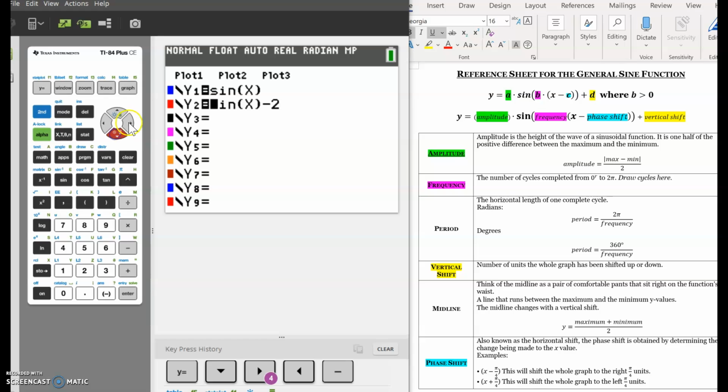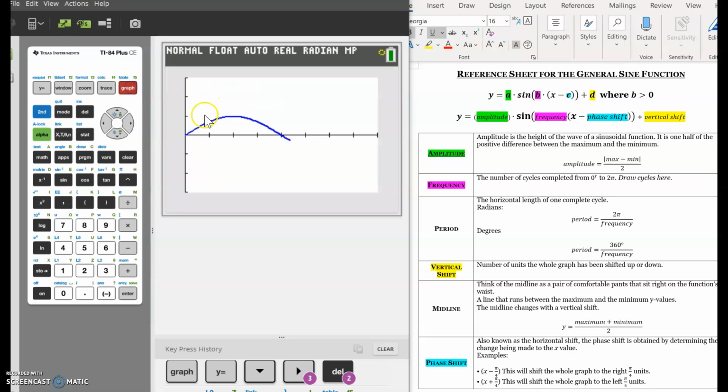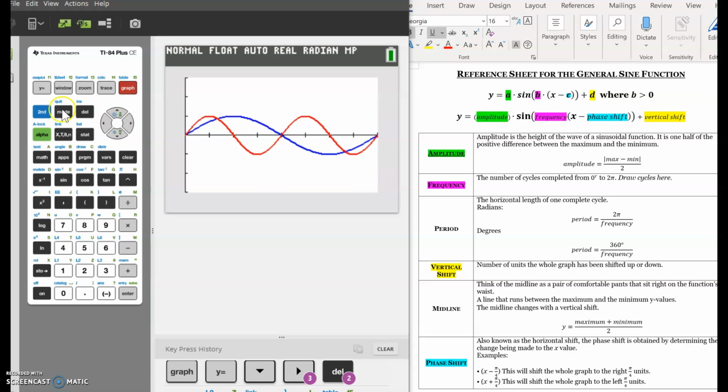Let's say you want the frequency to change. So how does the frequency change? The b value changes. So let me delete this. And then I would put 2x, so frequency of 2. That means there are 2 cycles in 2 pi. So you're going to see the parent function and the new function that has 2 cycles.